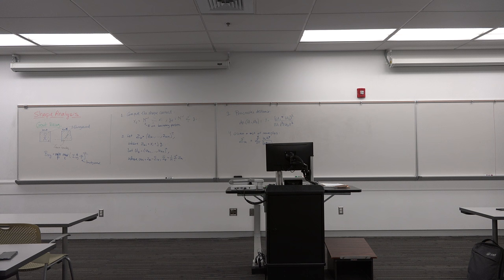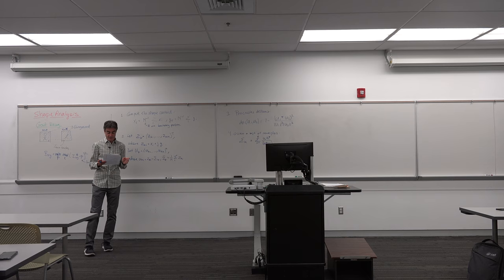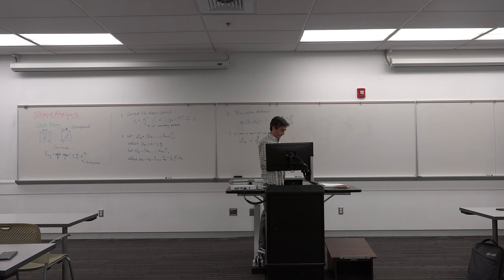So now we know the mean shape. We have the mean shape. We have the variances from the mean shape. And we have the Procrustes distance, which is a measure to determine how close or similar things are. Okay?